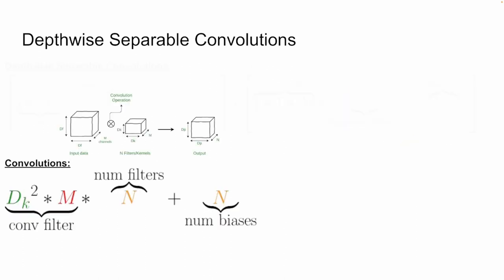But that's not all. It's not only more efficient in terms of the number of multiplications happening, but also in terms of the number of parameters that your model needs to learn. For a typical convolutional filter, we have dk by dk by m. That means that the filter is going to have dk squared times m parameters that it needs to learn. And of course, we don't just have one filter, we have n of them. So we need to multiply that term by n. Then, and this matters a little bit less, we have to add n parameters because we have biases for each of these values. So each convolutional layer will need to learn dk squared times m times n plus n parameters.